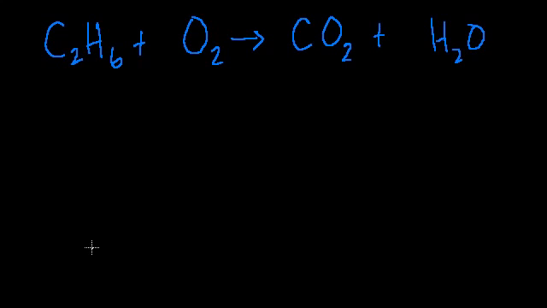So I have ethane. I have ethane plus oxygen gas yielding carbon dioxide and water. So this is a combustion process. So let's look at the carbons first. I have 2 carbons here. I have 1 carbon there. So let me put a 2 here. So now I have 2 carbons. Fair enough. And remember, I'm going to worry about the oxygen last.